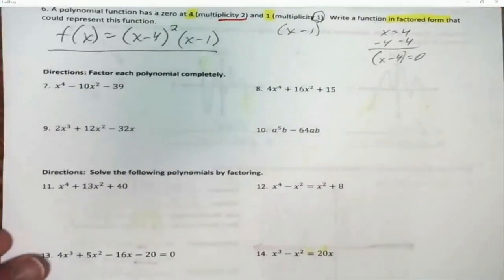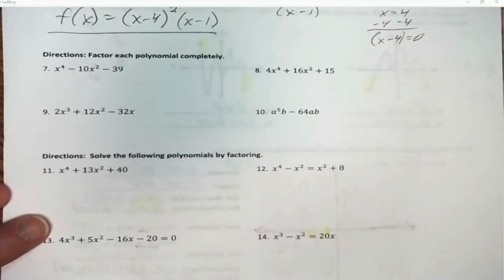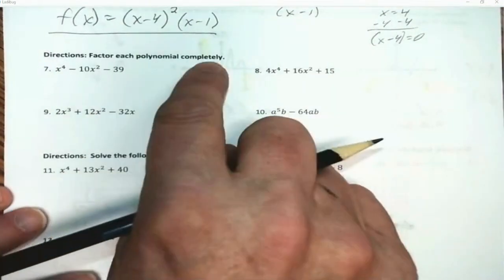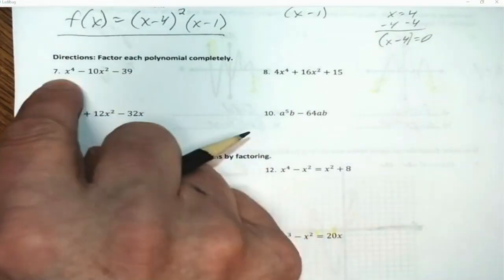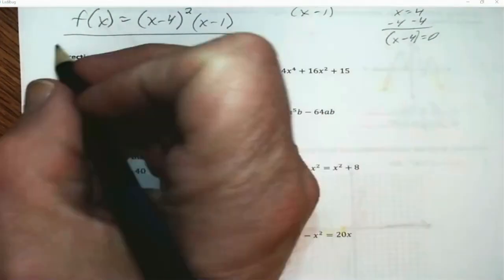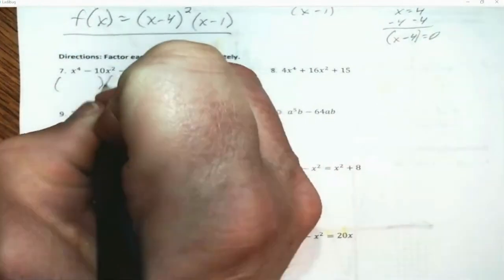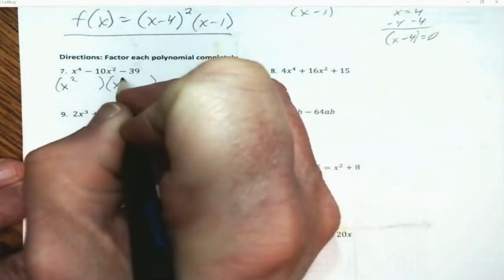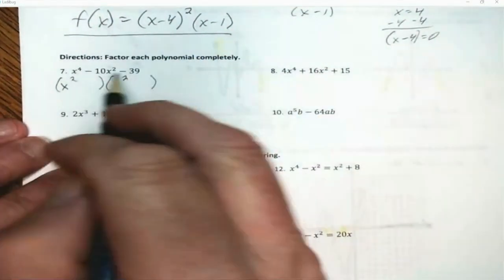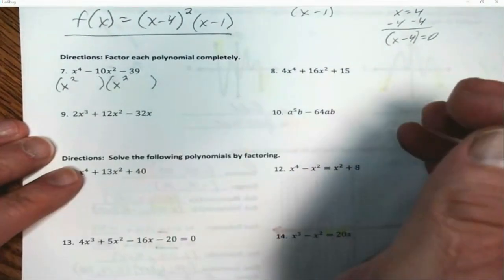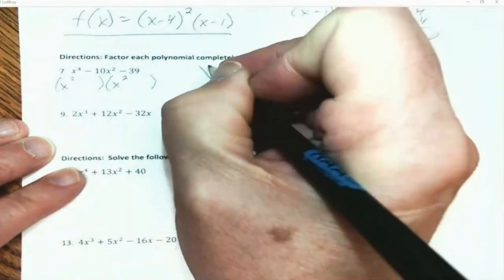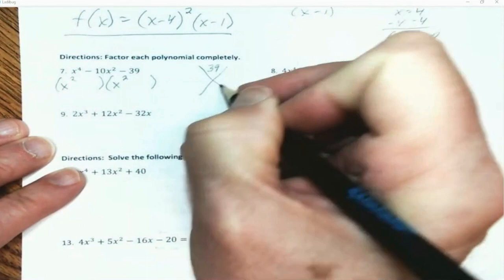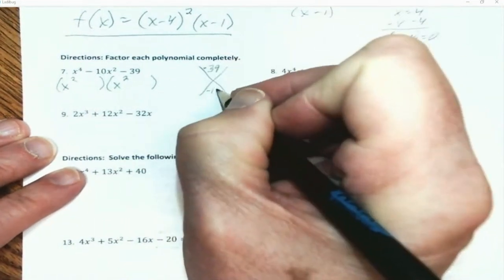All right, now we have factoring. A lot of factoring here. So factor each polynomial completely. X to the fourth minus 10x squared minus 39. No greatest common factor, but we should be able to split this into two factors. Since this is x to the fourth, it'd be x squared. And we need two numbers, if we can do it that way, that would multiply together to be negative 39 and add together to be negative 10.